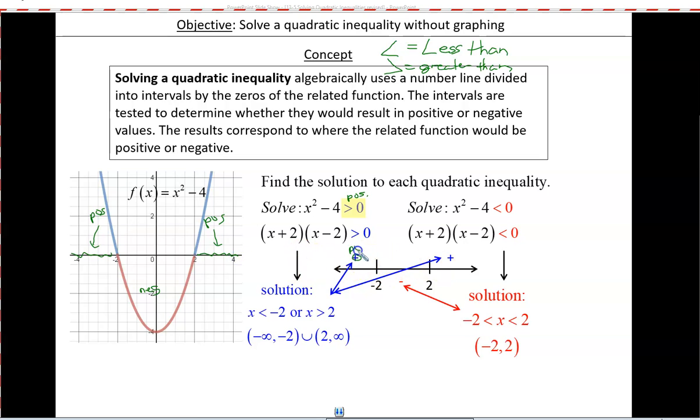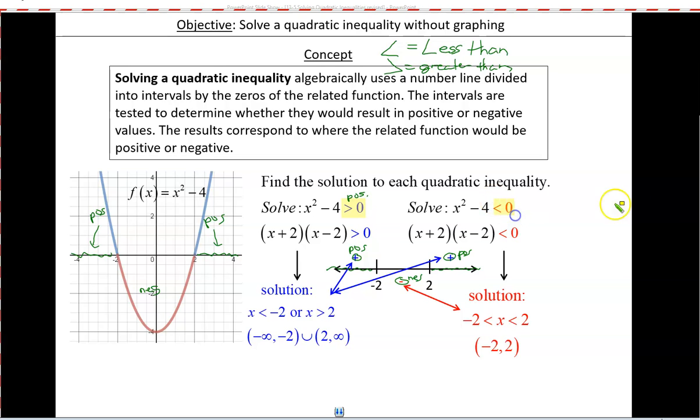So this is for positive, this is for positive, this is for negative, and so we have this section and this section. And so the left section is x's that are less than -2, or on the far right we have the solution of x is greater than 2, and then the intervals that go with it. And then the middle section, that goes with this inequality.